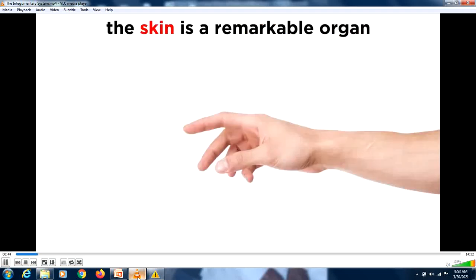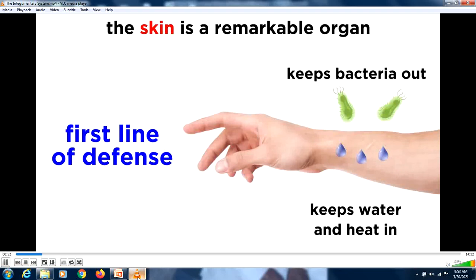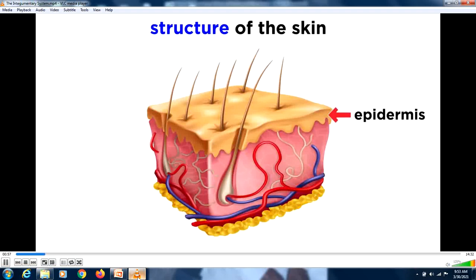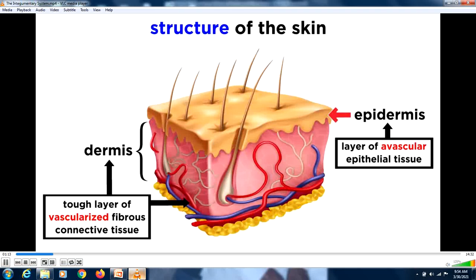The skin is a remarkable organ, acting as the first line of defense from the elements that surround us. It keeps bacteria out and water and heat in. So let's check out the structure of skin. Our skin is made of two regions, a thin outer layer, which is the epidermis, and a thicker inner layer called the dermis. The dermis, which is a tough layer of fibrous connective tissue, is vascularized, getting its nutrients from the bloodstream. The epidermis, which is made of epithelial tissue, is avascular, so it gets nutrients by diffusion through the tissue fluid from the dermis.